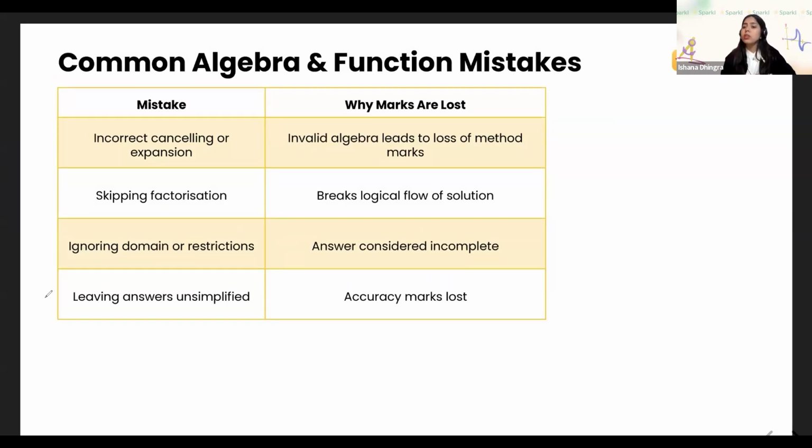Ignoring the domain or the restrictions. Sometimes the restrictions are given to you, the domain is given to you. We ignore that domain. That is the most important thing that you should understand. Whenever a domain is given to you, it holds some importance. Okay? And leaving answers unsimplified, as I discussed, you have to simplify your answer. You have to give your answer in the simplest form to gain that final accuracy mark.